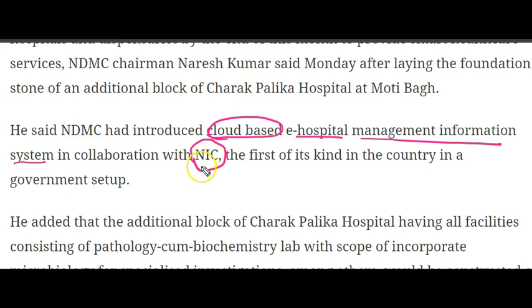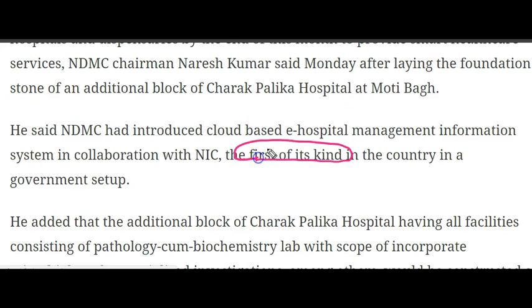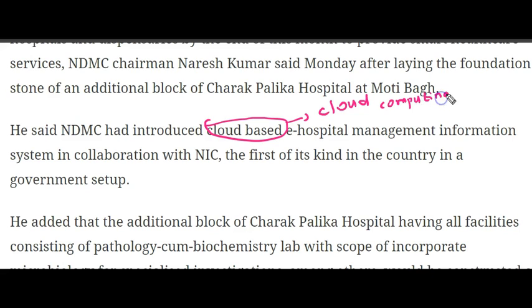NIC stands for National Informatics Center. So it is the first kind of initiative in India for government hospitals. Here the term cloud-based is coming. So in this background, we advise you to prepare thoroughly a hundred words about cloud computing and its various applications.